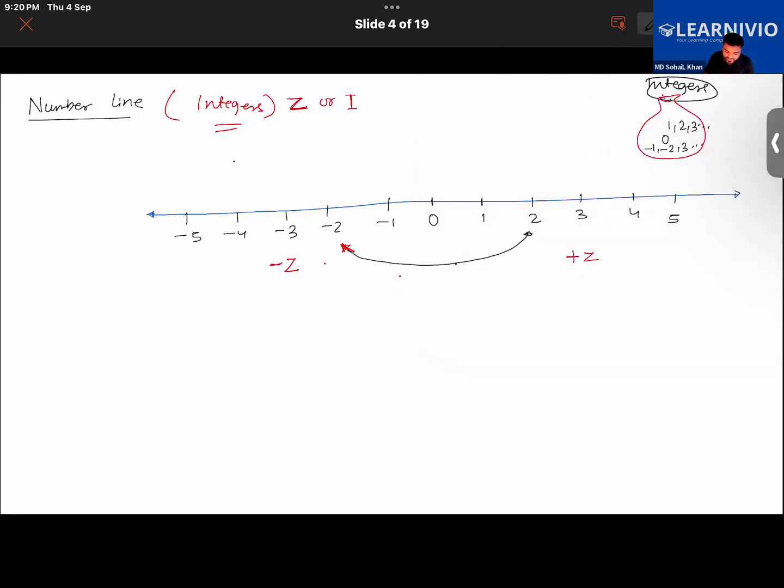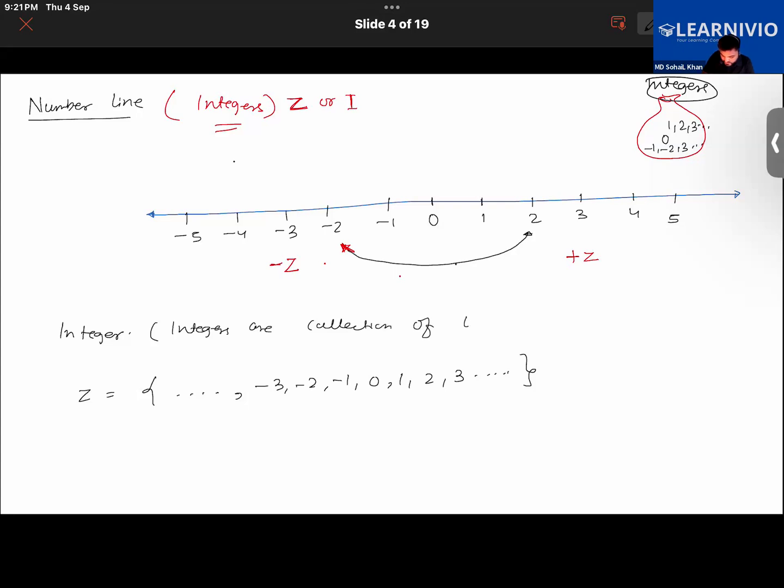So thereby we can say that the integers Z equal -3, -2, -1, 0, 1, 2, 3, and so on. So that is the collection of numbers which we are calling integers. Is that clear to everyone? Yes, sir. So integers are a collection of 0, positive, and negative numbers.